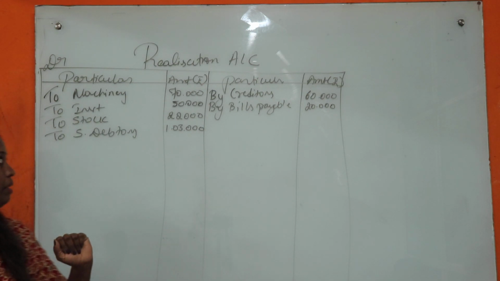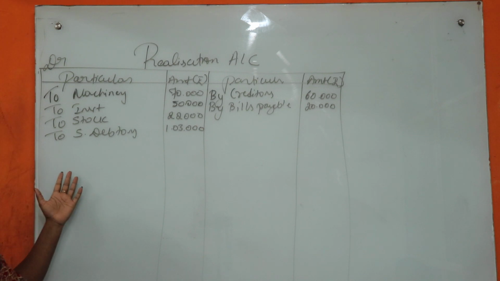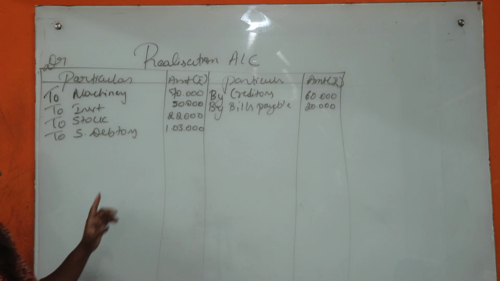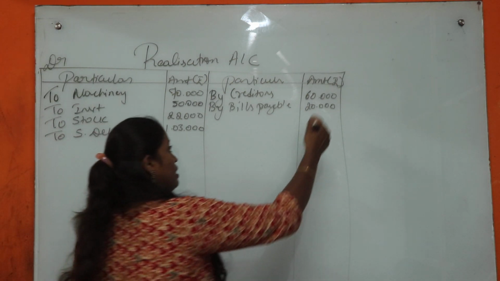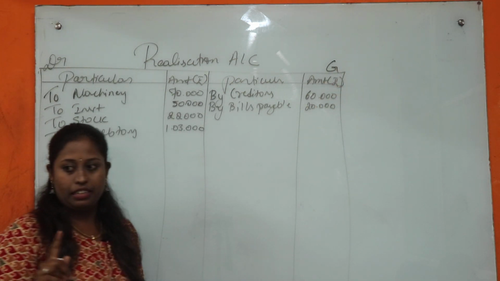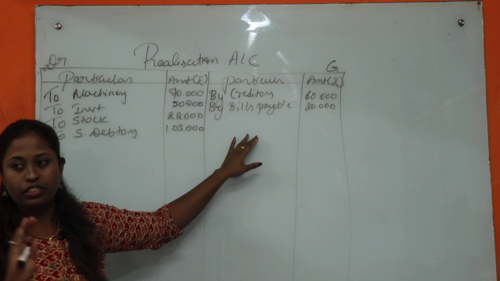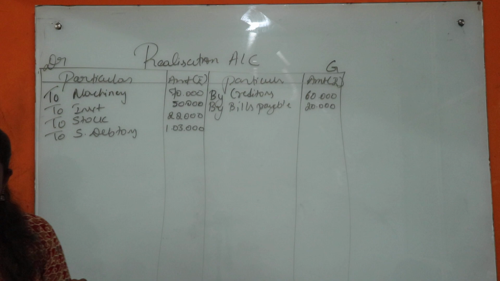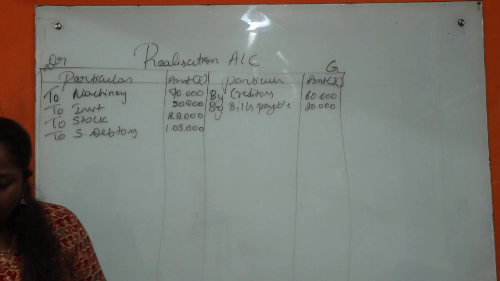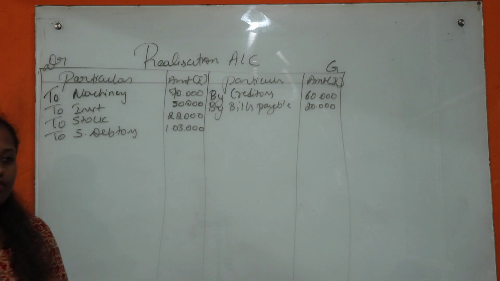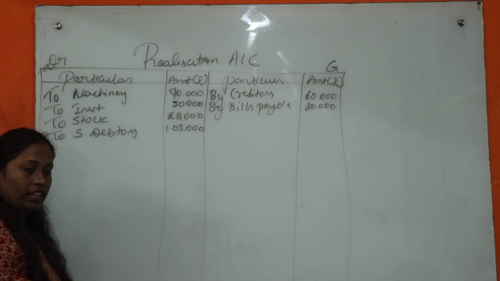Remember, in the realization account, we will transfer all the assets except cash to the debit side, and to the credit side of the book, only liabilities, except reserves, profit and loss, capitals. Now we will take the settlement criteria. So look over here, machinery was given to creditors in full settlement. This is the first part.